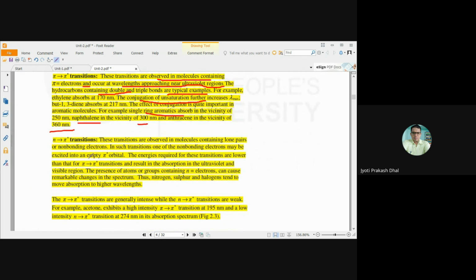Now coming to the next transition, that is n to pi star transition. These transitions are observed in molecules containing lone pair or non-bonding electrons.